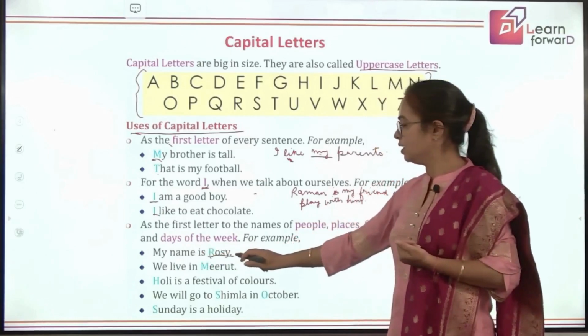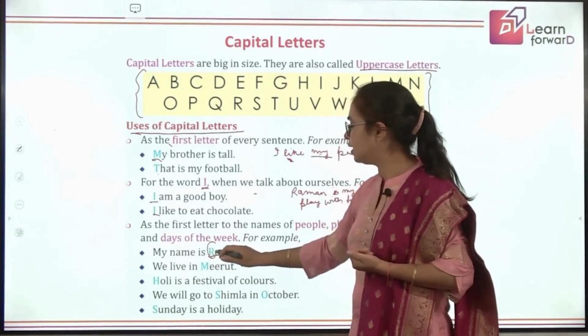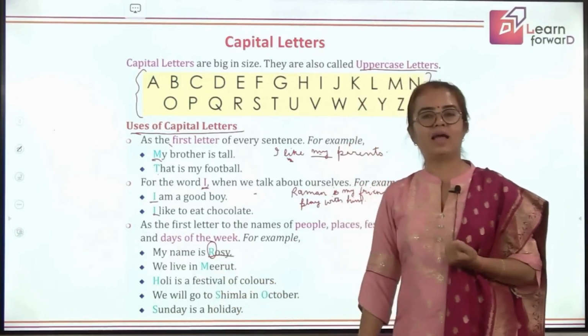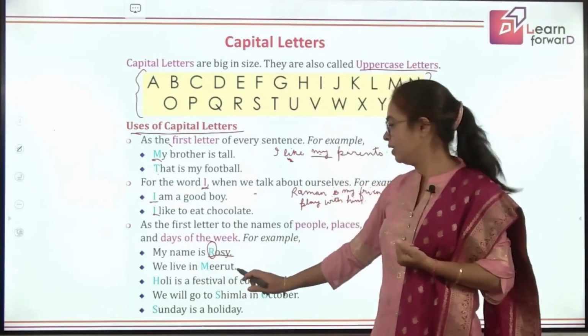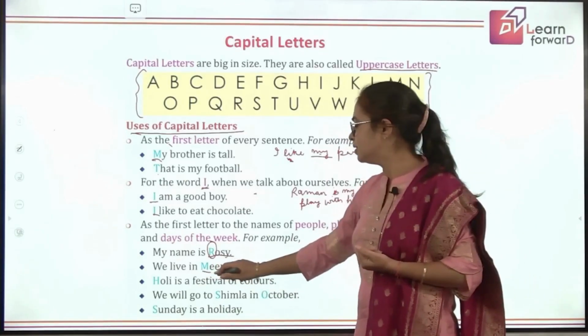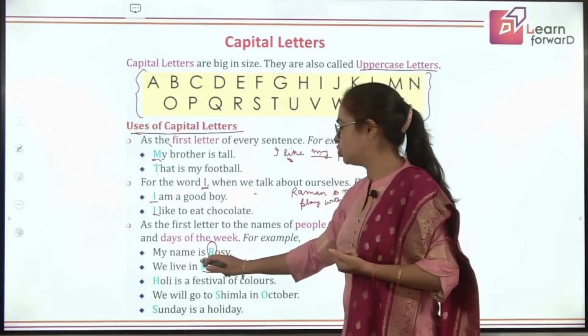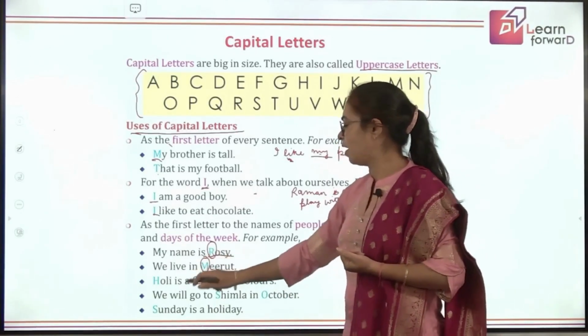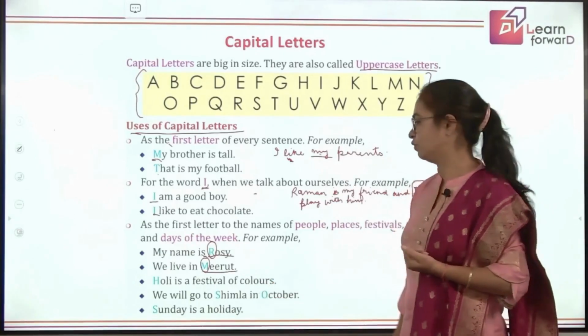We are using it at the end. Still, because it is a special name, we will use R as capital. We live in Meerut. So Meerut is the name of a city. And because it's a special name, we are writing M as capital. That's the first letter of this name.